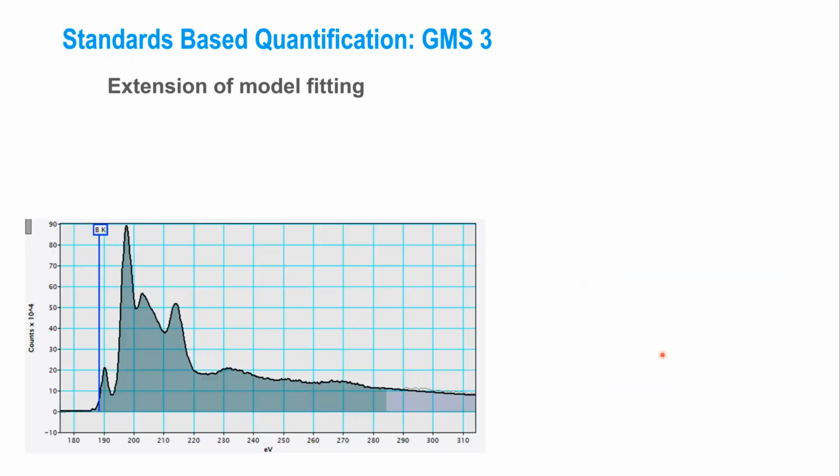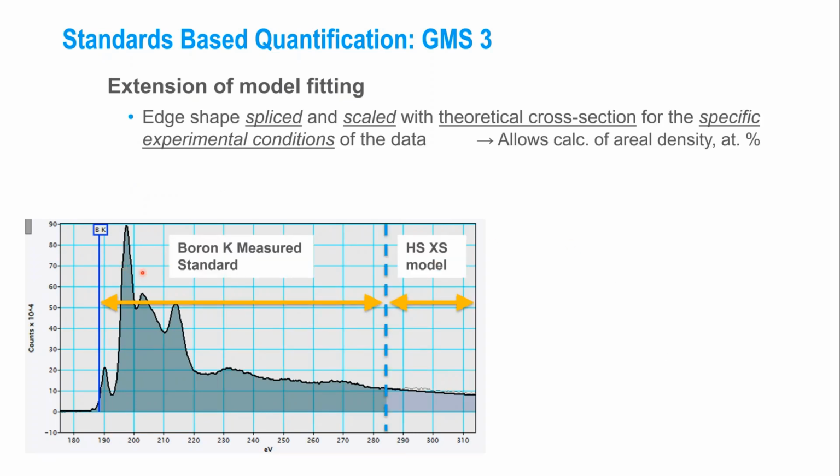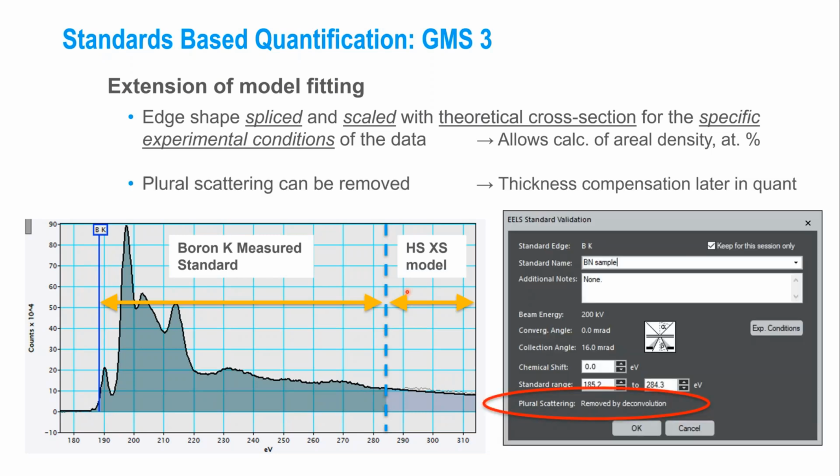So we'll look at this in a little bit more detail. For boron here, we have this measured standard. We define an energy range for the standard. That's where this blue dashed line is, where the experimental part ends. And then we have a Hartree-Slater cross-section shape above this energy. So this experimental edge shape is getting spliced and scaled with a theoretical cross-section for the specific experimental conditions of the data. What this allows us to do is calculate the areal density, the atomic concentration, the volumetric density. One thing that's advantageous is that we can deal with plural scattering.